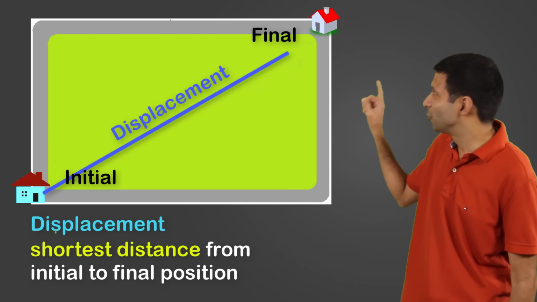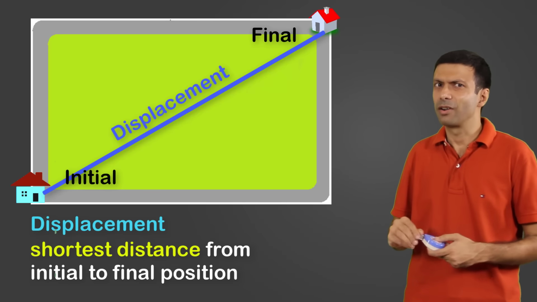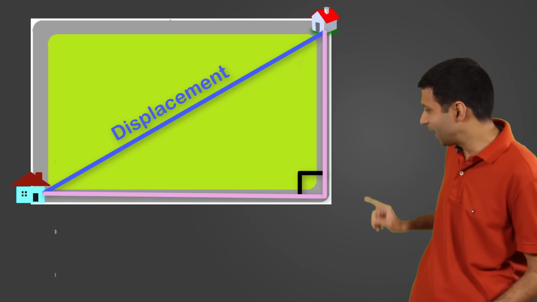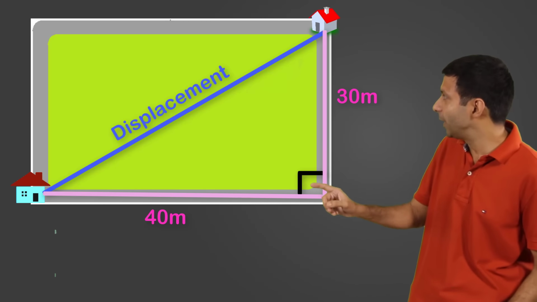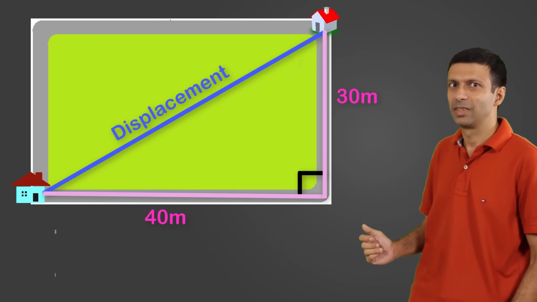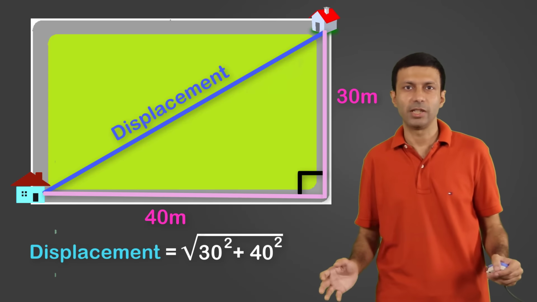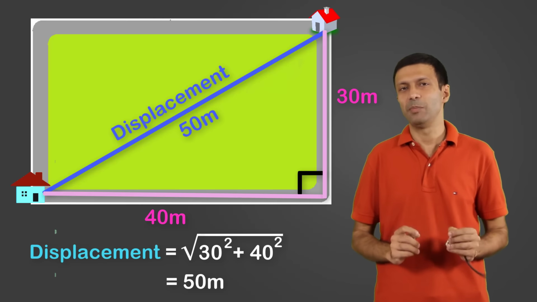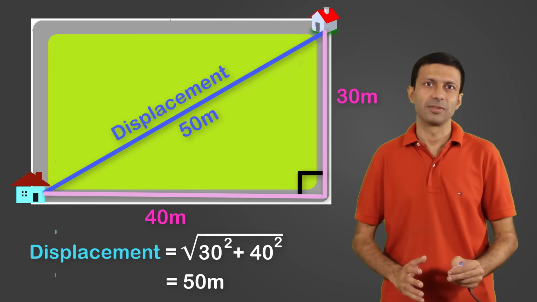So how do you calculate that displacement? Again, you can use a long measuring tape like this, or can you see the right angle triangle here? That's right. So we can apply Pythagoras theorem because the displacement is the hypotenuse of this right angle triangle. So the displacement is going to be square root of 30 square plus 40 square. So that's 50 meters. And as you can see, it's less than the distance.